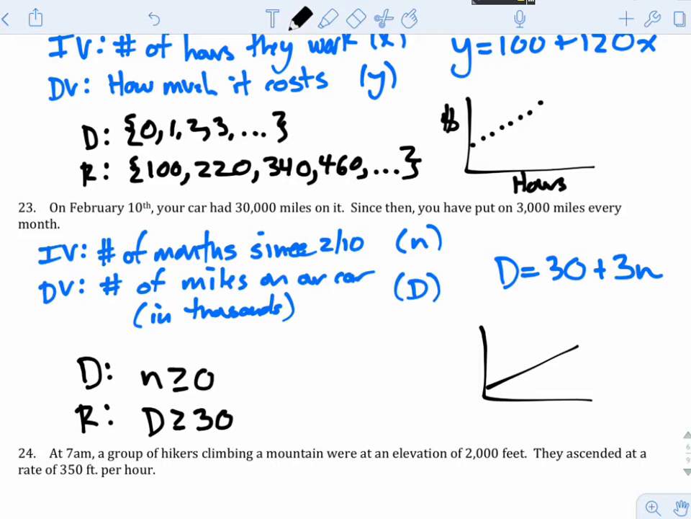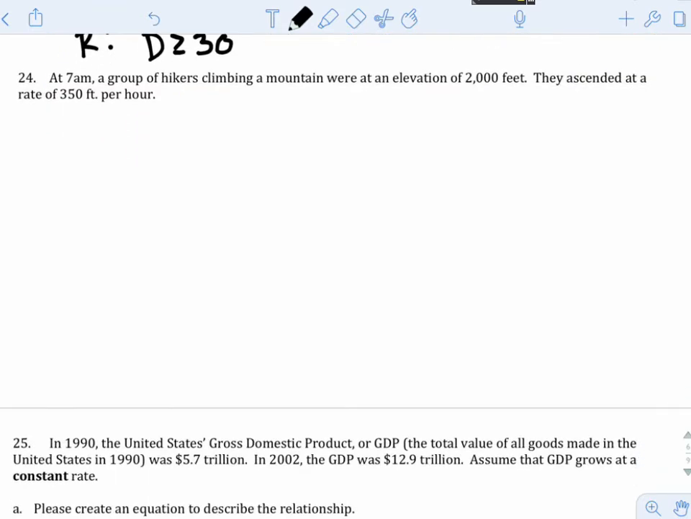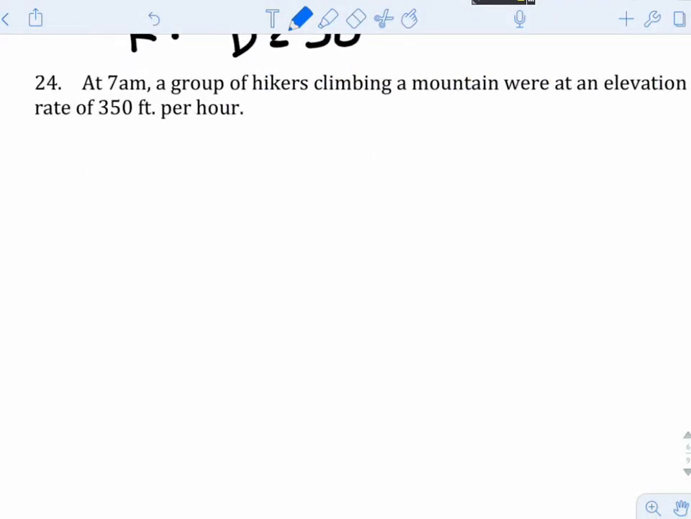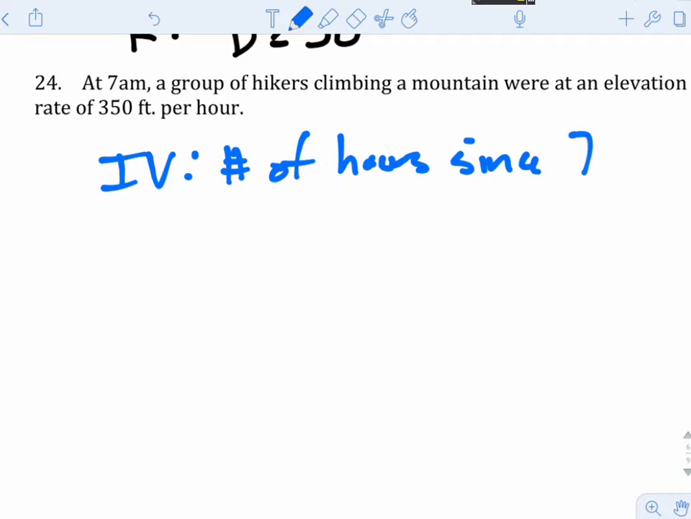All right, one more. At 7 a.m., a group of hikers climbing a mountain were at an elevation of 2,000 feet. They ascended at a rate of 350 feet per hour. All right, let's define our variables. Our independent variable, let's make that number of hours since 7 a.m. And our dependent variable, let's call that the elevation of the hikers.